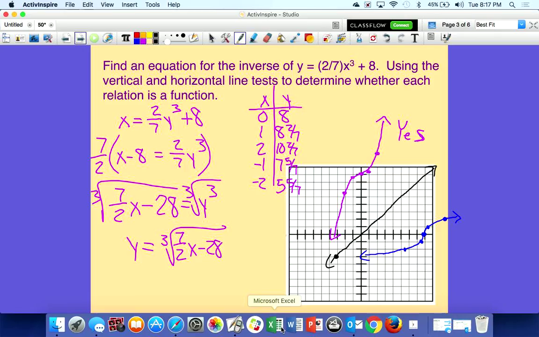Alright, and then, well, is this one a function? Well, we can look at this. Yeah, it does pass the vertical line test, so this is a function also.